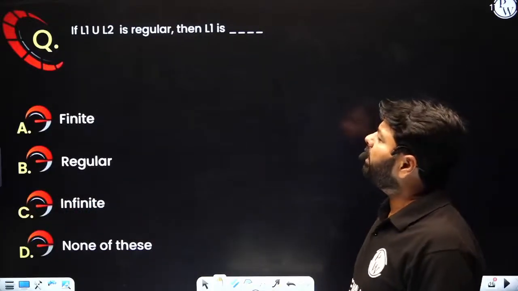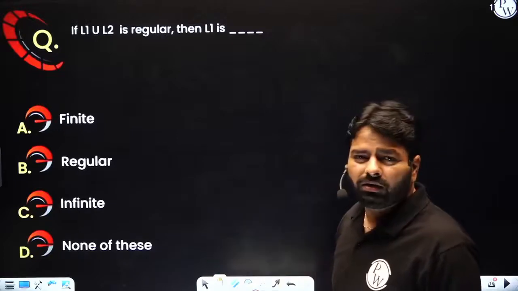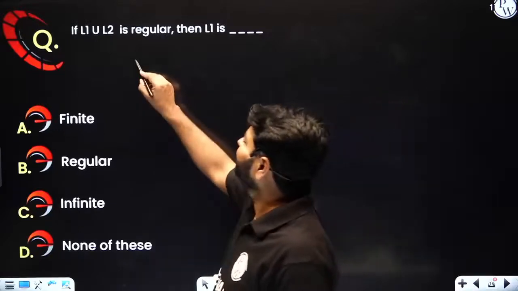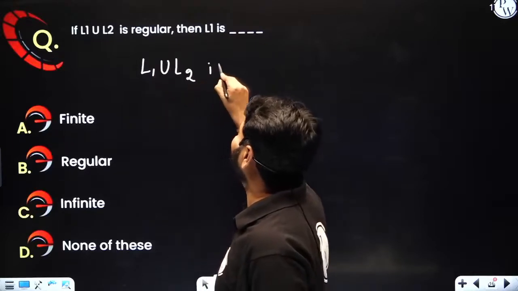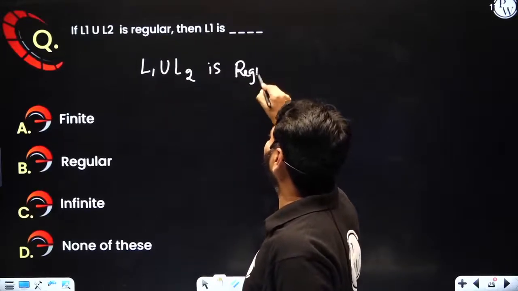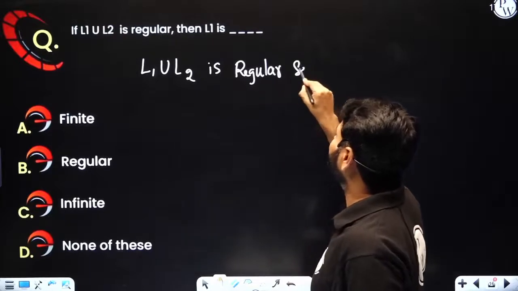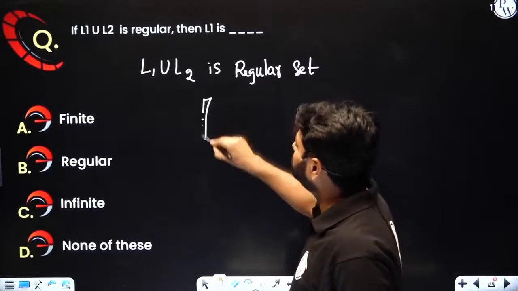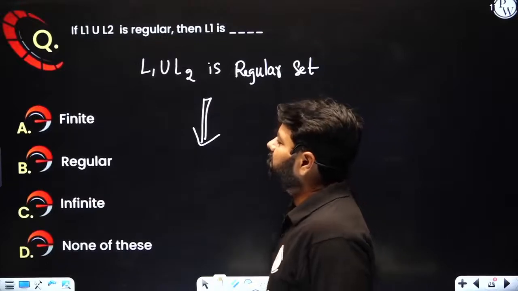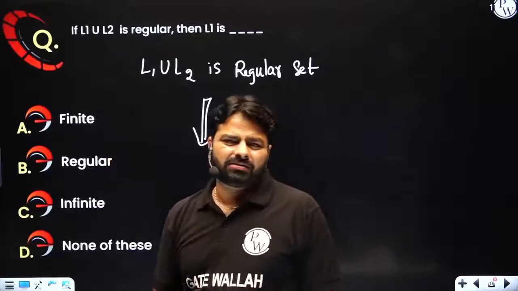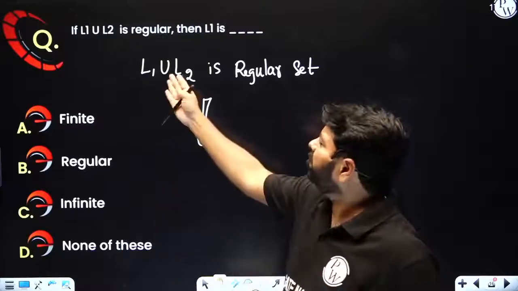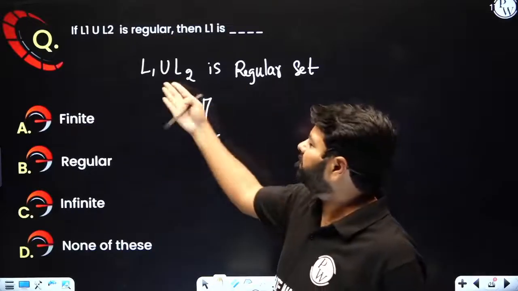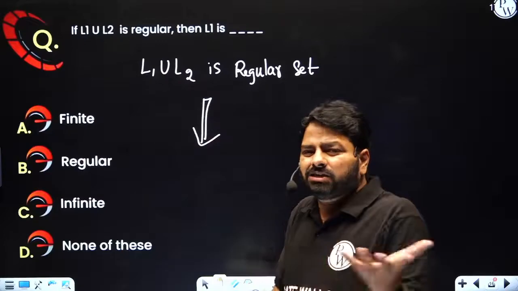If L1 union L2 is regular, then what is L1? Very interesting, right? This is one of the GATE model questions. If the union is a regular language, then what do you say about L1? Somebody is saying that L1 is finite. I'll try to disprove it. I'll take L1 infinite. Still it is possible that infinite union L2 is regular. That infinite I will take as A star, something like that.